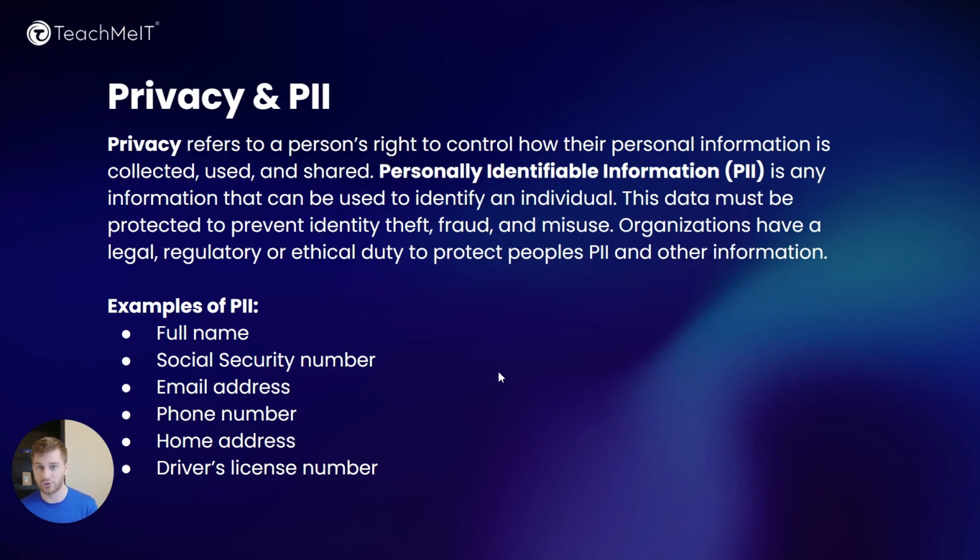This is especially true in healthcare settings in the United States, where doctors, nurses, and any medical staff have to keep patients' records extremely private. That would be what's known as PHI, or personal health information. Some examples of personally identifiable information include full name, social security number, email address, phone number, home address, driver's license number, et cetera.